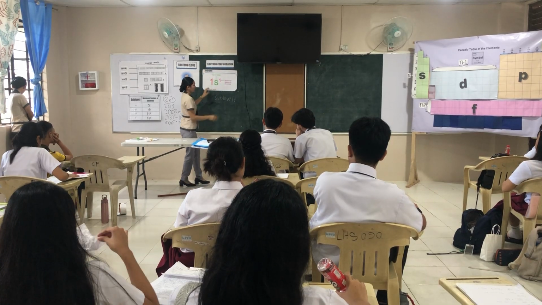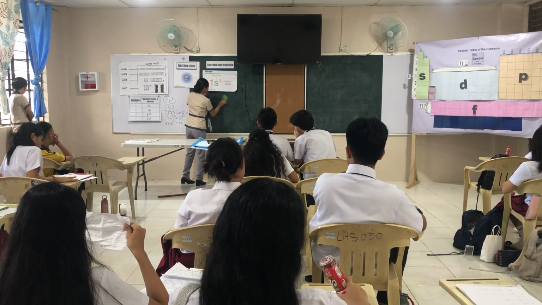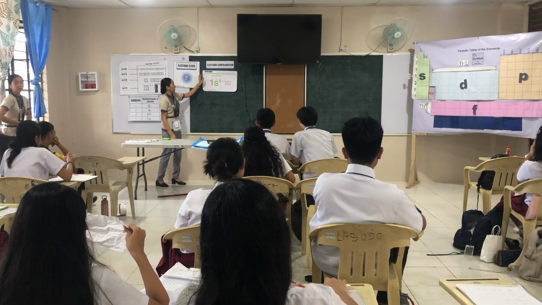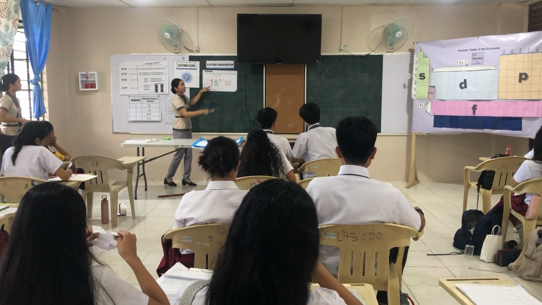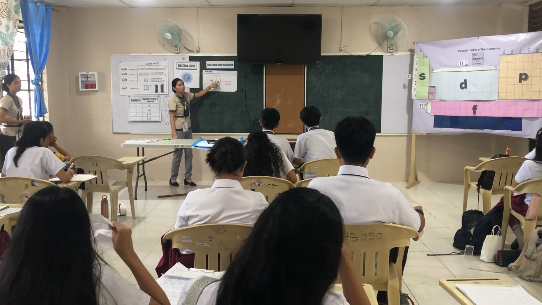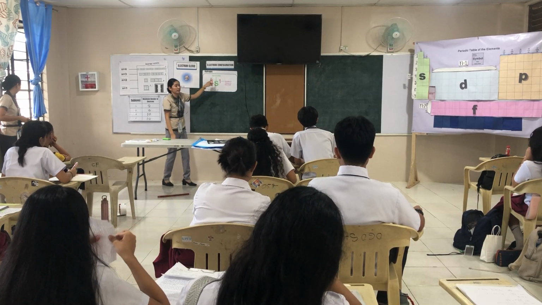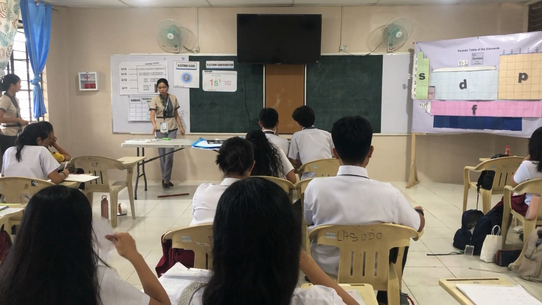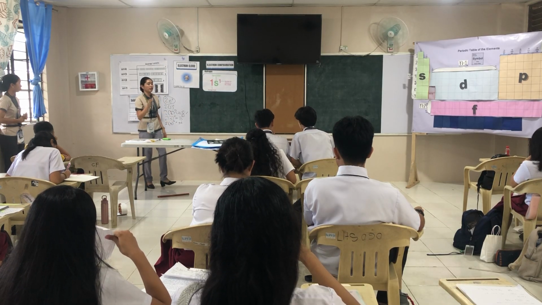Now, let's try to write an electron configuration of elements. This is the electron configuration of hydrogen. 1 for the energy level, S for the type of orbital, and superscript 1 for the number of electrons in the orbital, which is the S. Do you understand, class?